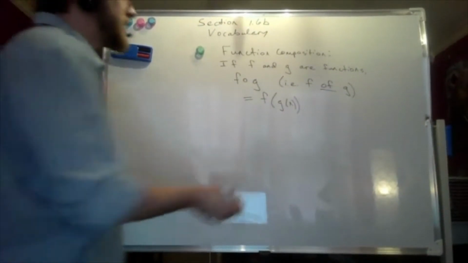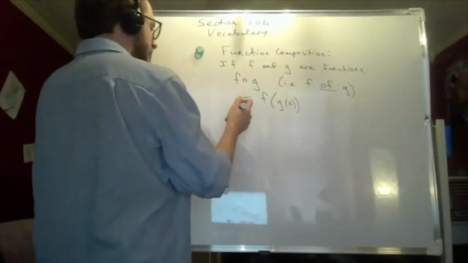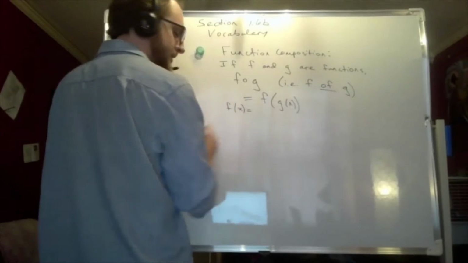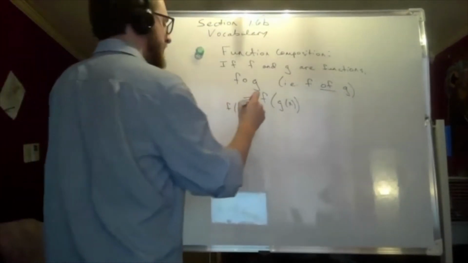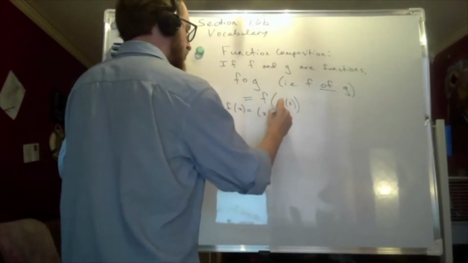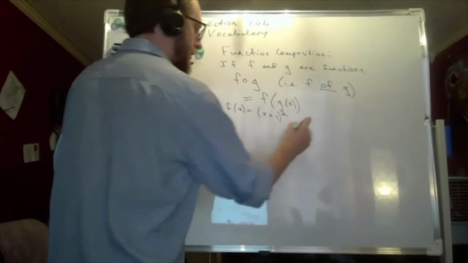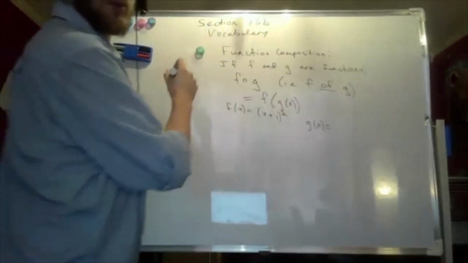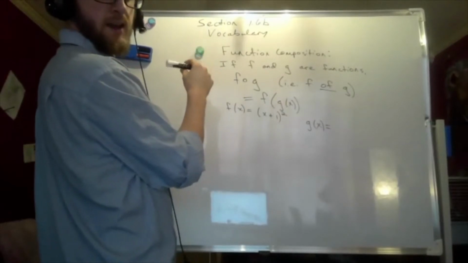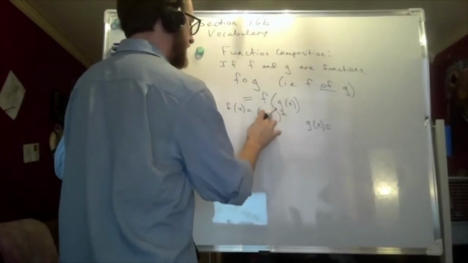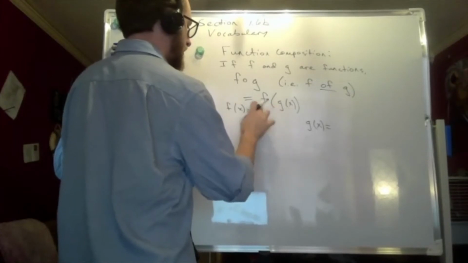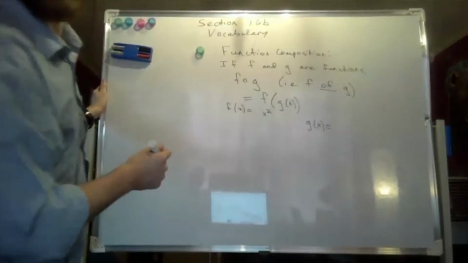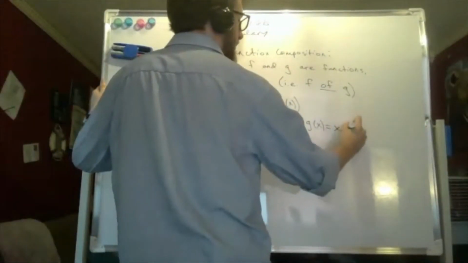Now, what does that actually mean? How does this work out? Well, we can do a quick little example. If I have f of x is, say, equal to x plus 1 quantity squared, and then let's say g of x is equal to, oh, sorry, I overcomplicated the problem. Let's say f is equal to x squared. And then we'll say g of x is x plus 1.